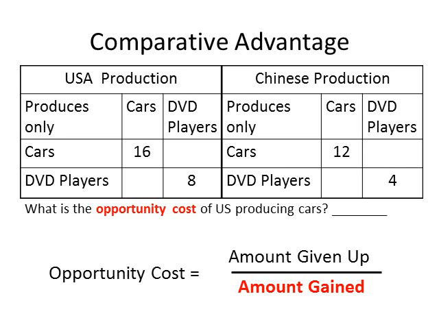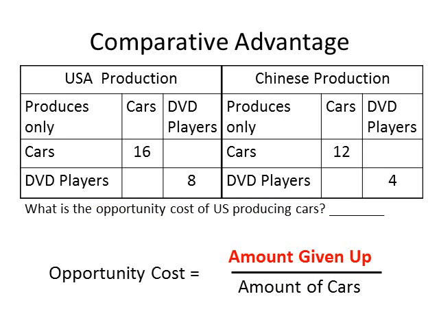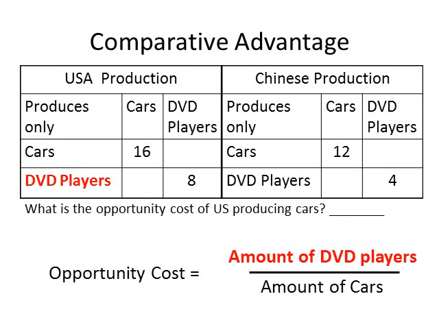The words opportunity cost stand in for the words amount gained. Since we're trying to find the opportunity cost of producing cars, we will substitute in the amount of cars for the amount gained. Next, we need to figure out what to substitute in for the amount given up. What we are giving up is DVD players, so we will substitute in DVD players for amount given up.